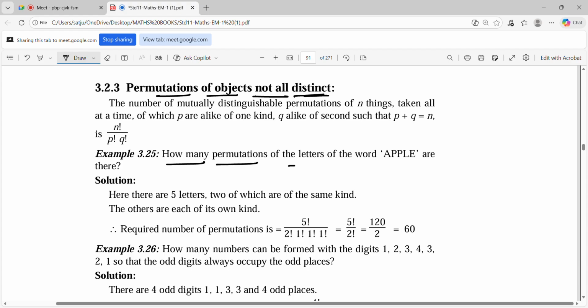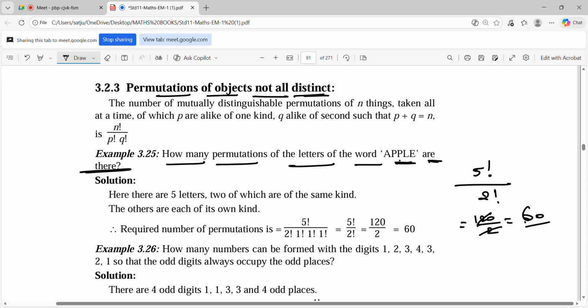How many permutations of the letters of the word apple are there? Total 5, so therefore 5 factorial. Next, repetition is there, so you have to divide in the denominator. P repeats twice, so 2 factorial. That's it. You do not have to write 1 factorial, 1 factorial. These are not required. Repetition is there means you have to place it in the denominator. 5 factorial is 120, so here 60.